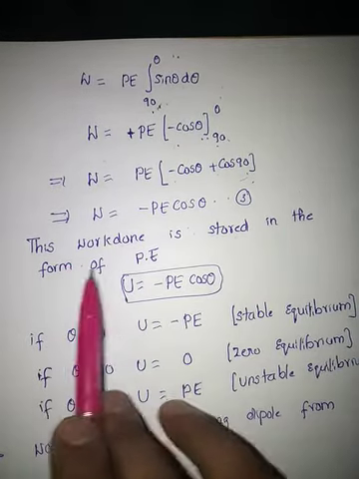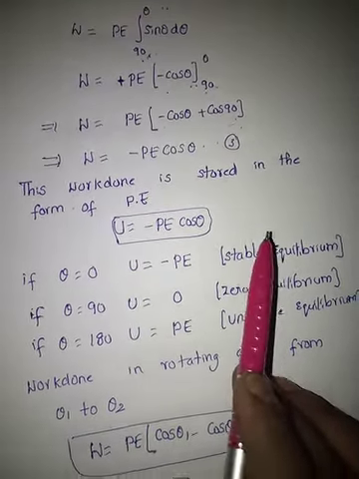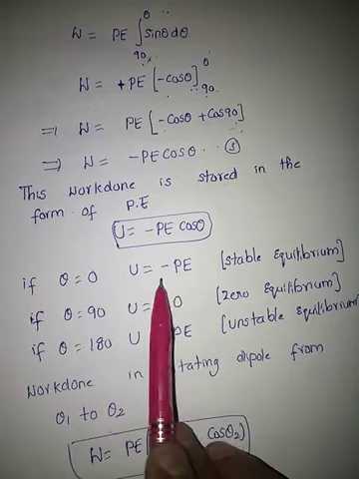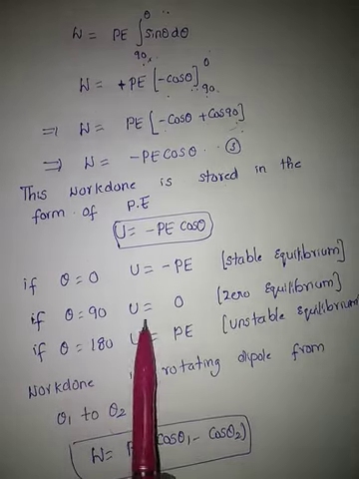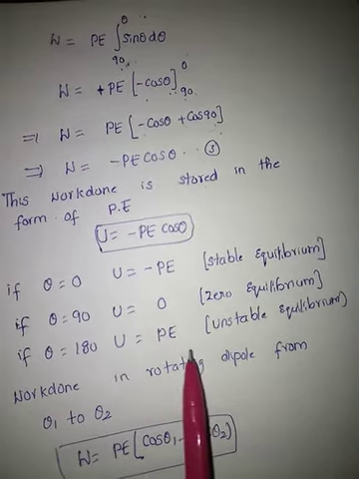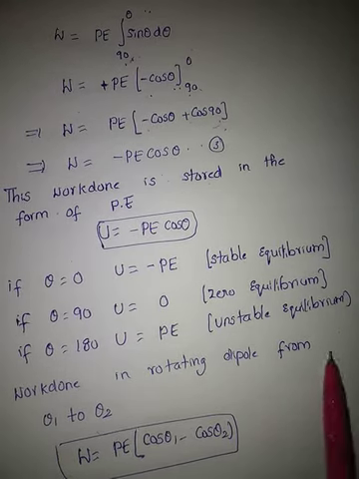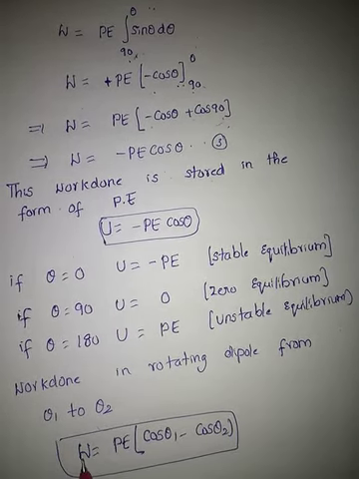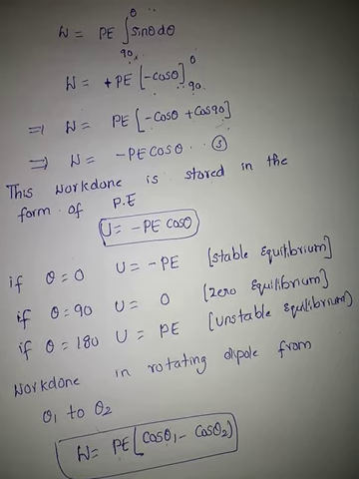This work done is stored in the form of potential energy. Therefore U is equal to minus P cos theta. If theta equals 0, U is equal to minus P, that is called stable equilibrium. If theta equals 90, U is equal to 0, that is called zero equilibrium. If theta is equal to 180, U is equal to P, that is called unstable equilibrium. Now what is the work done in rotating a dipole from theta 1 to theta 2? W is equal to P into cos theta 1 minus cos theta 2.